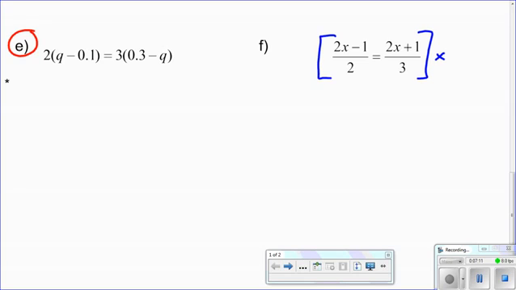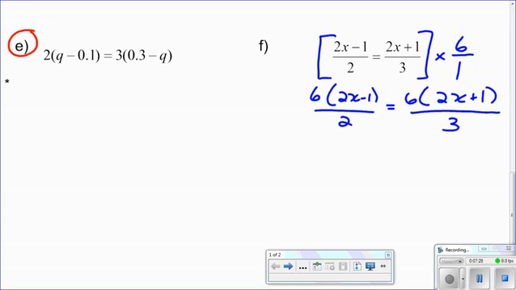And so I'm going to multiply everything by a multiple of 2 and 3. So 2 times 3 is 6, so I'm going to use 6. So on the left, we get 6 times (2x minus 1) divided by 2. And on the right, we get 6 times (2x plus 1) over 3. Notice that I'm putting the expression on the top of each fraction in brackets, so that way we know each term gets multiplied by 6 and not just one of the terms. So 6 divided by 2 leaves me with 3, so we get 3 times (2x minus 1). 6 divided by 3 leaves me with a 2, so then 2 times (2x plus 1).